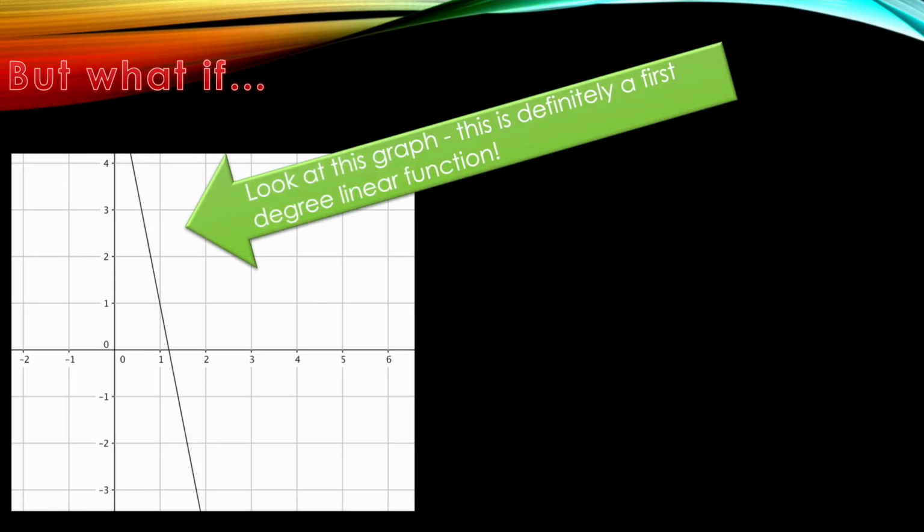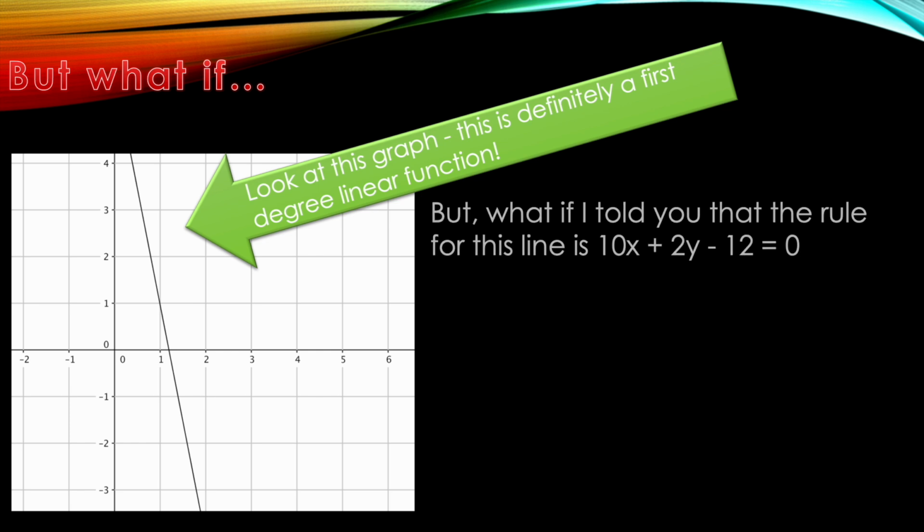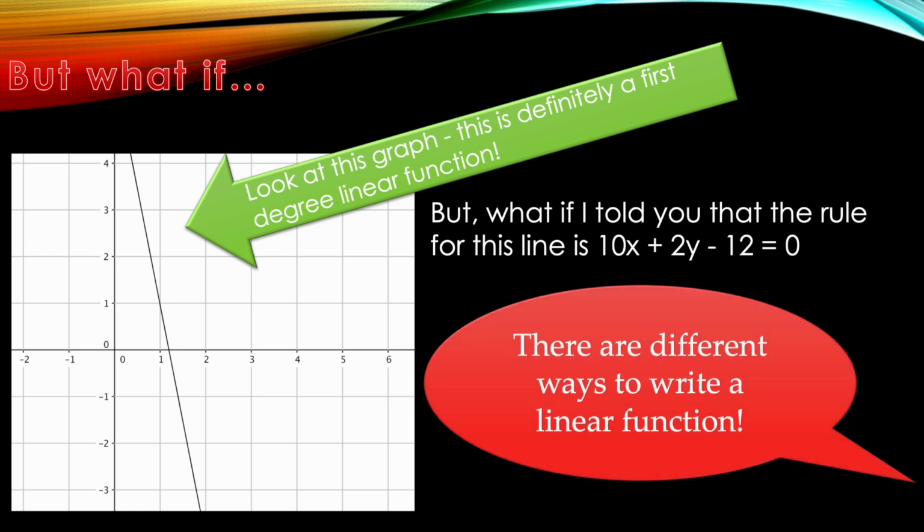Right now, though, I am giving you a function on a graph. It is a linear function because it is a straight line, so we know it's first degree. But instead of calling it what you might be used to, I can also tell you that the rule for this line is actually 10x plus 2y minus 12 equals 0. And this is where there are different ways to write a linear function, and that's what I want to talk about.